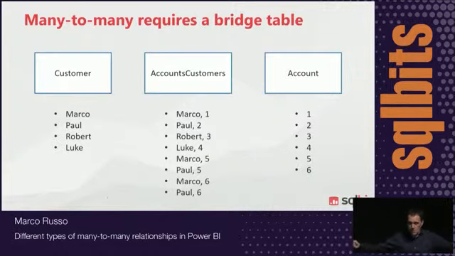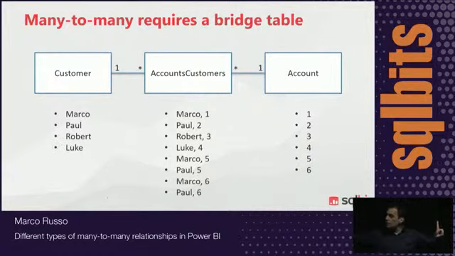the two dimensions. When we import this table in a relational database, SQL Server, Oracle, Access, what we define is a one-to-many relationship between customer and accounts customers, and another one-to-many relationship between account and accounts customers. This table in the middle is called the bridge table, and the pattern that we see is a pattern that I call one, many, many, one.